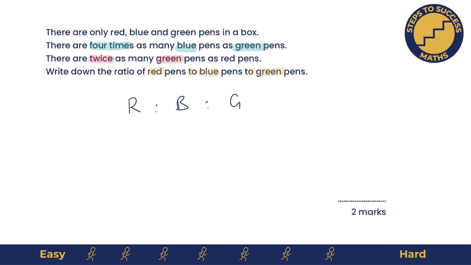So if I've said that there was 1 red pen, I know there's twice as many greens, so then there'd be 2 green pens. And the line above says there are 4 times as many blue as green. Well, we've said that now green is 2, and 4 times 2 is 8, so there must be 8 blue pens. So my ratio is 1 to 8 to 2.